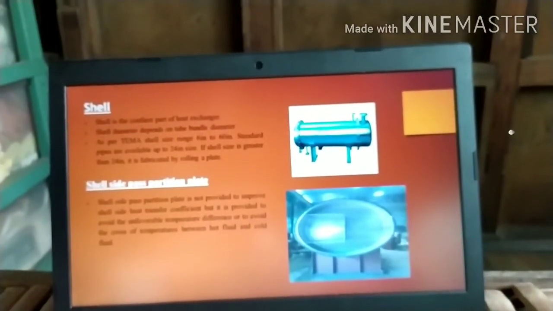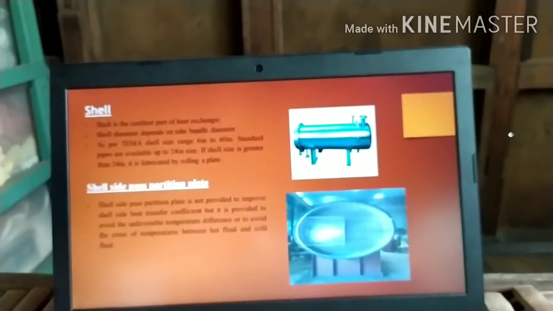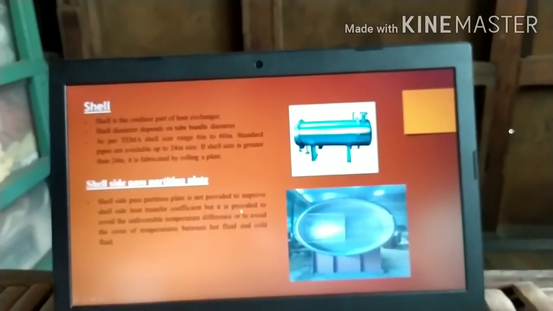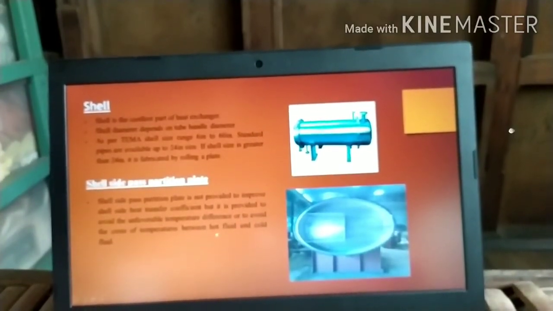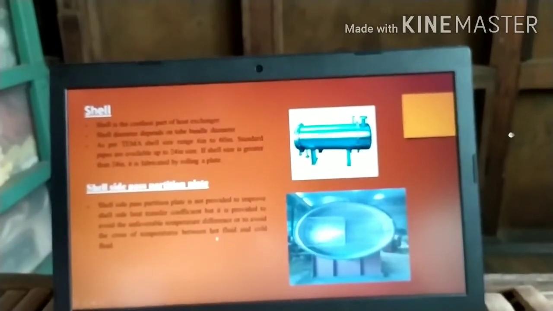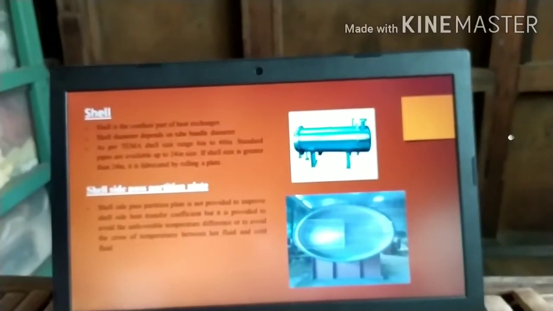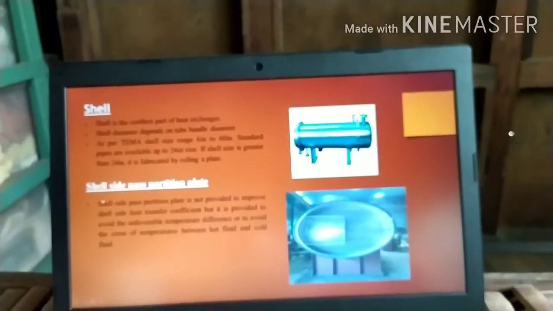Next, the shell side pass partition plate. The shell side pass partition plate is not provided to improve the shell side heat transfer coefficient, but it is provided to avoid the unfavorable temperature difference, or to avoid the temperature cross between hot fluid and cold fluid. So this is the picture of the shell side partition plate, and this is how it works.